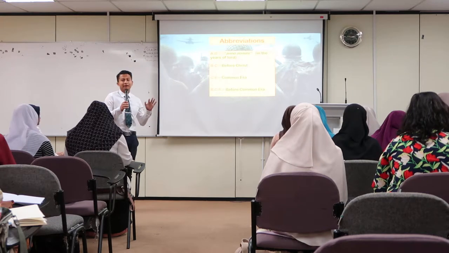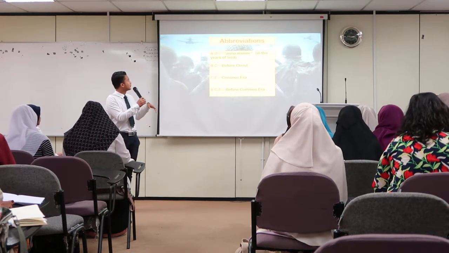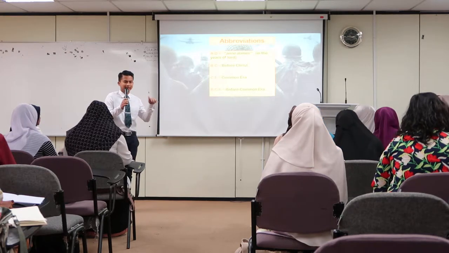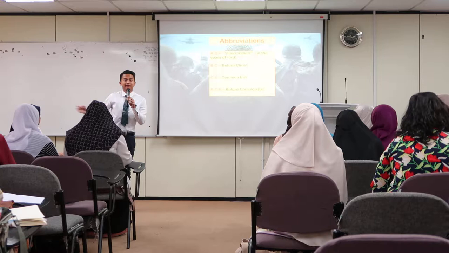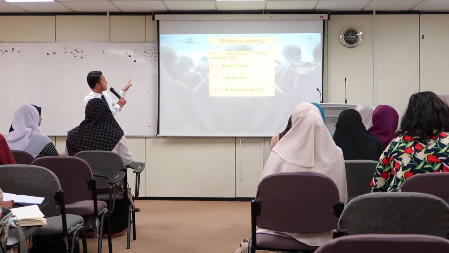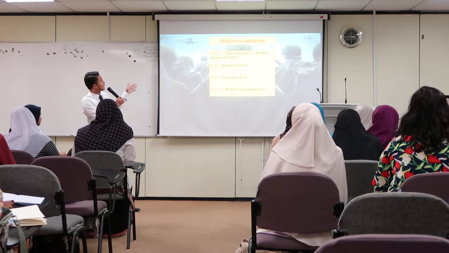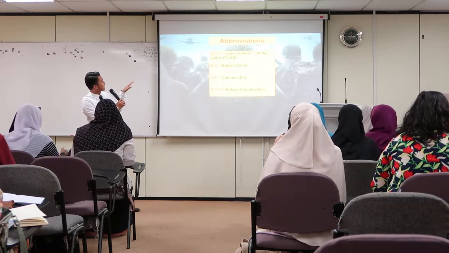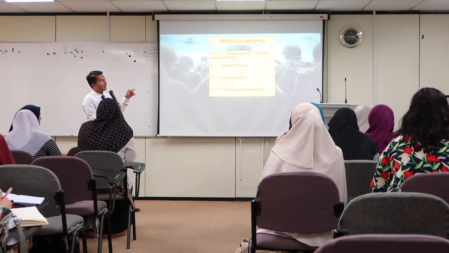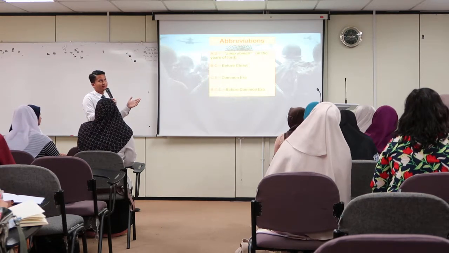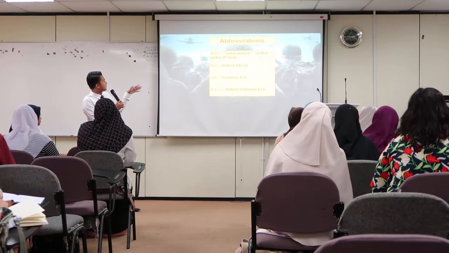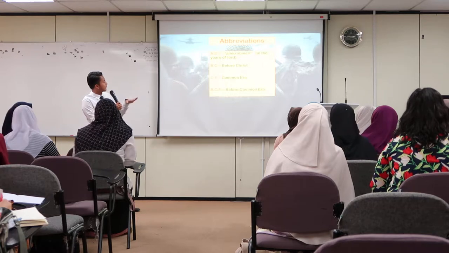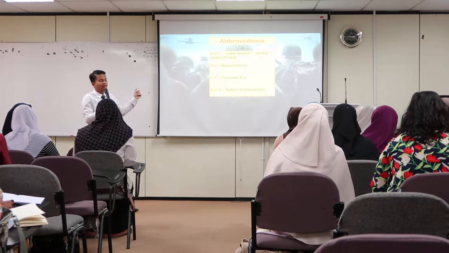Before I start, I want to make it clear for all of us so that we won't be lost in this presentation and the future presentations. This is the abbreviation AD. It actually means Anno Domini, in the years of the Lord, or we can say the year that Jesus was born. For BC, it's before Christ. CE is common era, and BCE is before common era. So you get it? Yes. Okay, great.